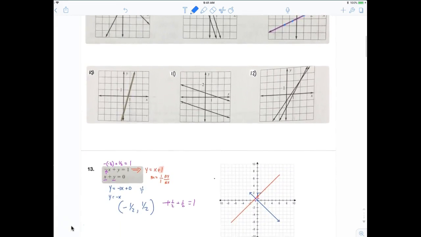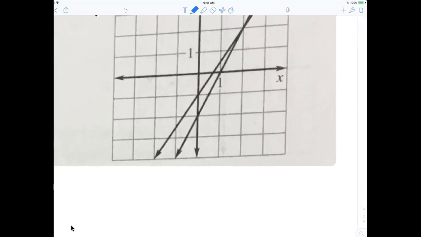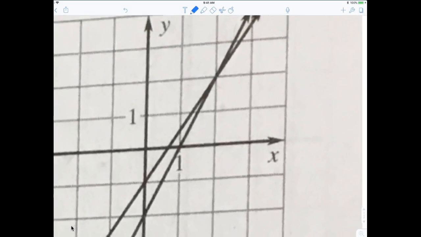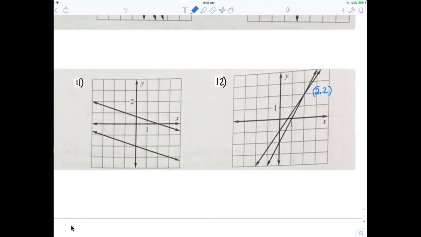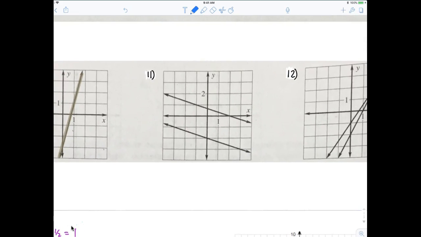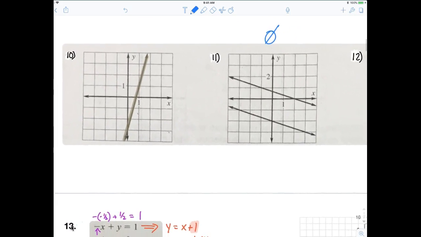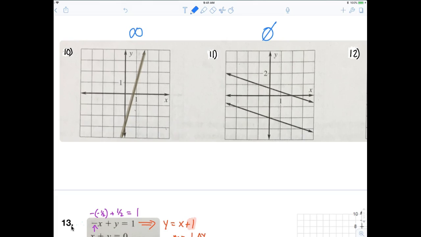All right, now 10, 11, and 12. Look at number 12 for a second. Everybody should be able to easily tell me the answer to number 12. What is it? One solution, and the solution is 2, 2. Everybody okay with that? Yes. And 11 we would say is what? No solution. And 10 we would say is infinity. There's an infinite number of solutions. All right, I agree. That's very easy.